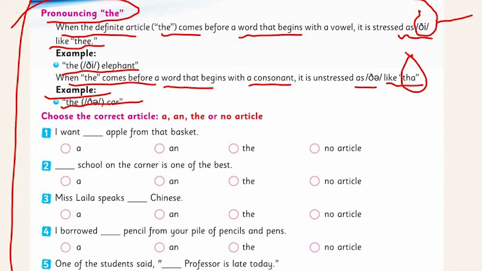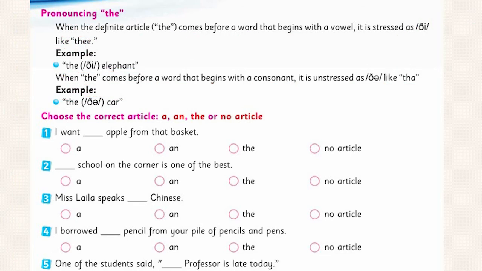The and the. Just only remember this rule. So this is the exercise of definite and indefinite articles. We have discussed both articles in detail with examples, so it will be very easy for you to attempt this exercise. The first one is I want apple from the basket.